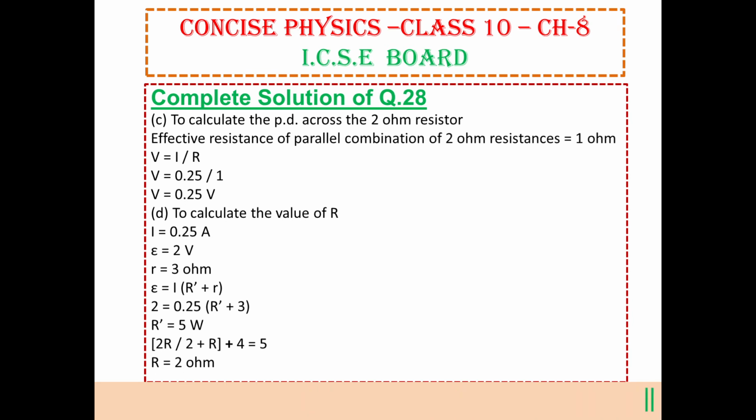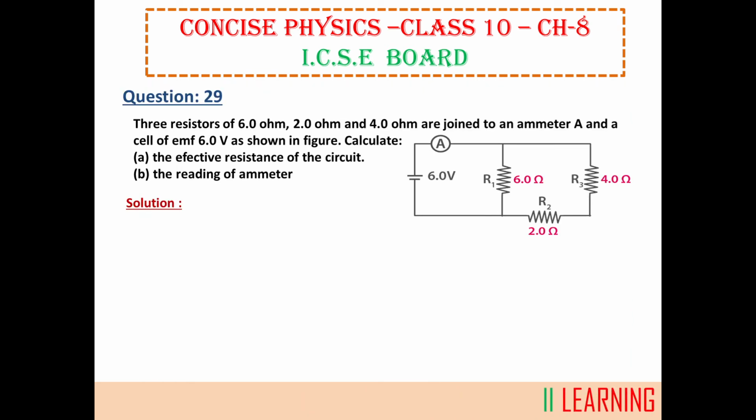Now go to question number 29. Here again we will follow the step-by-step process. That is what is given. The given data is: three resistors of 6 ohm, 2 ohm and 4 ohm are joined with an ammeter A and a cell of e.m.f. 6 volt as shown in the figure. Calculate the effective resistance of the circuit.